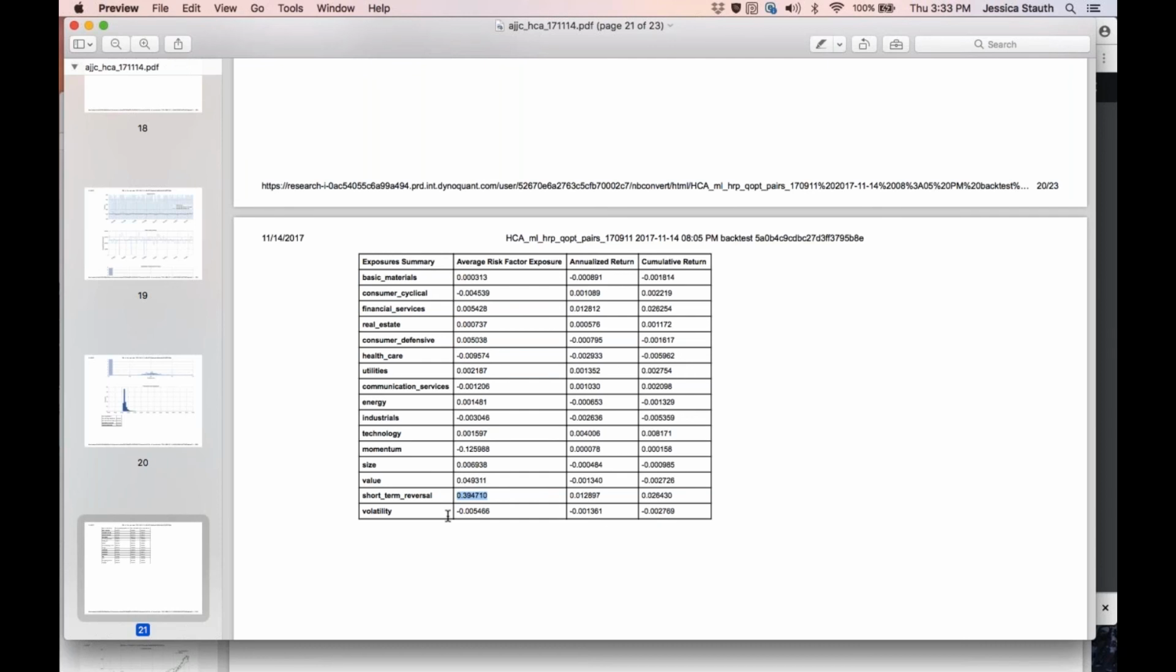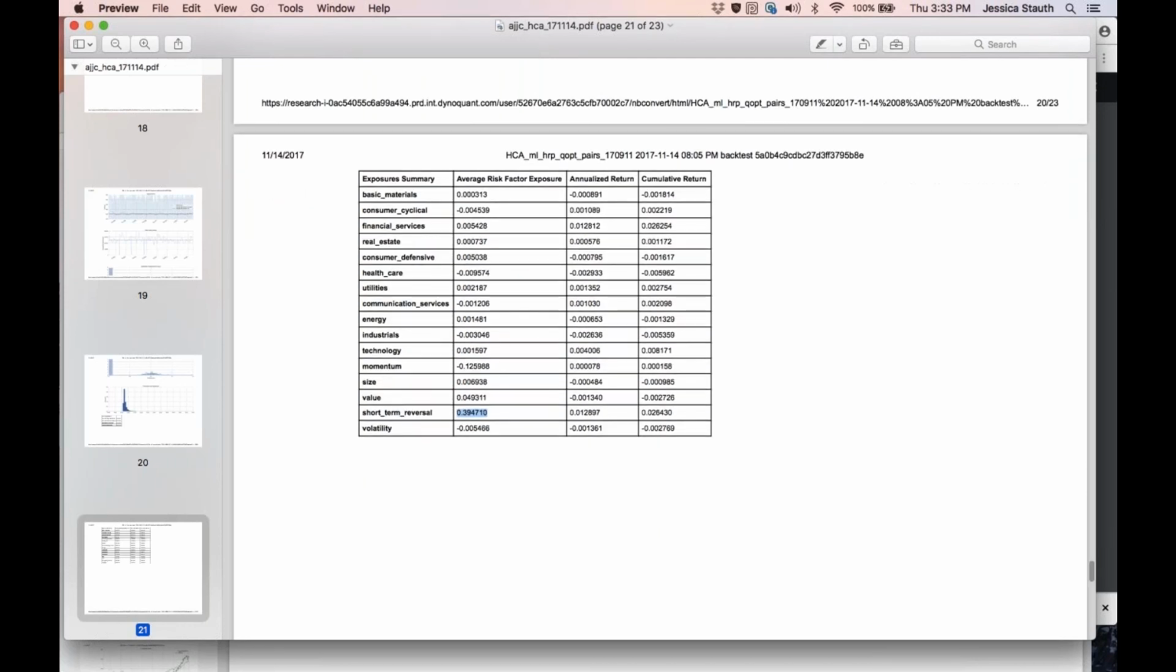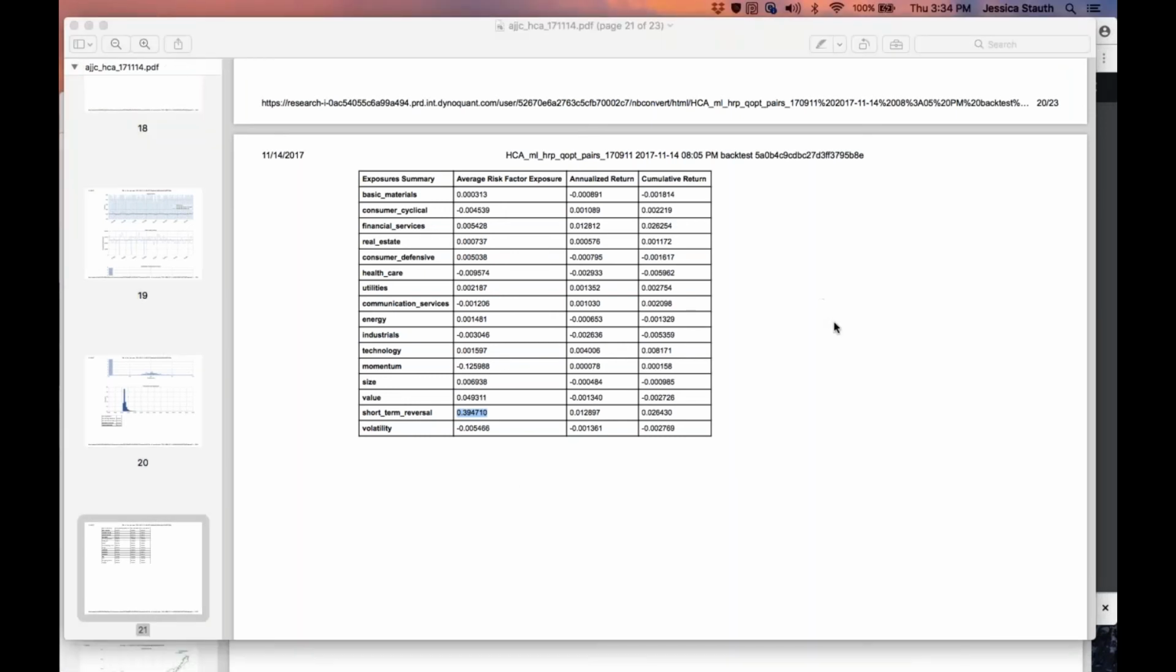Scanning down the summary table, where are our big outliers? What pops out right away is that the largest exposure is to short-term reversal. I don't know if that's consistent with how you would have thought about it, Alan. I'm a little confused by that, to tell you the truth. What's the definition of the short-term reversal term?